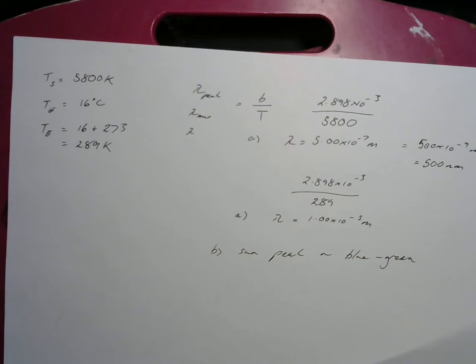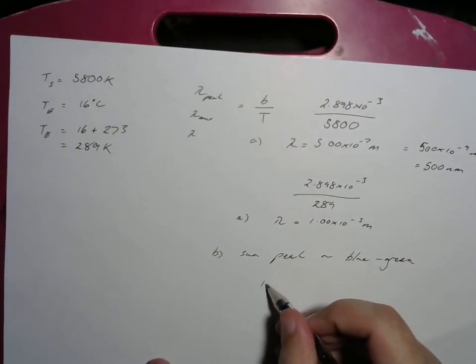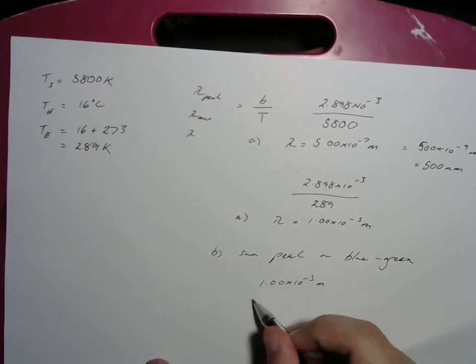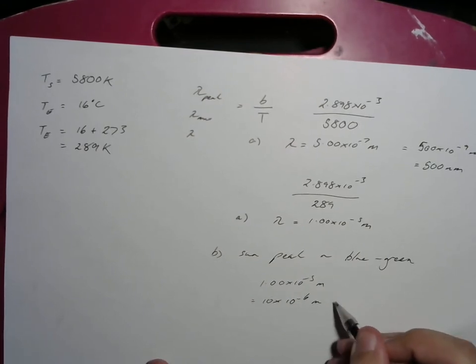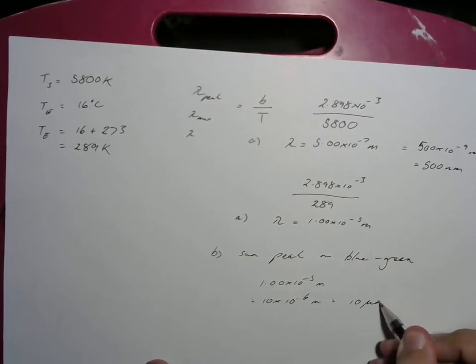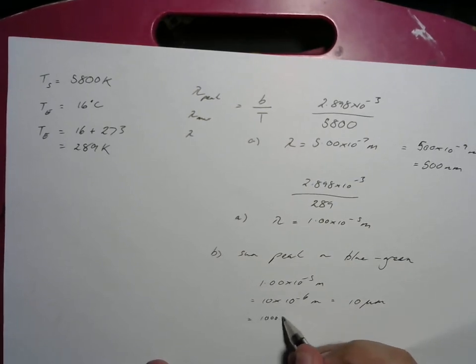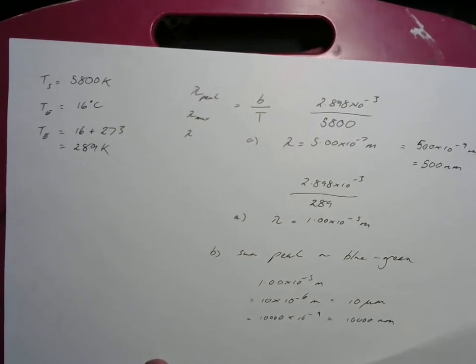Now, the peak for the Earth, well, this is going to be 10,000 nanometers, which is way past that point there. We could also represent it as micrometers, because 100 times 10 to the negative 5 is the same thing as 10 times 10 to the negative 6, which equals 10 micrometers. It also equals 10,000 times 10 to the negative 9, which equals 10,000 nanometers.